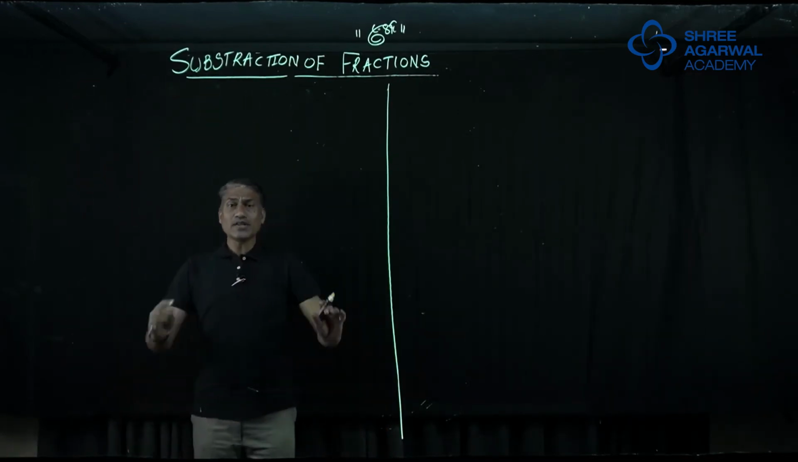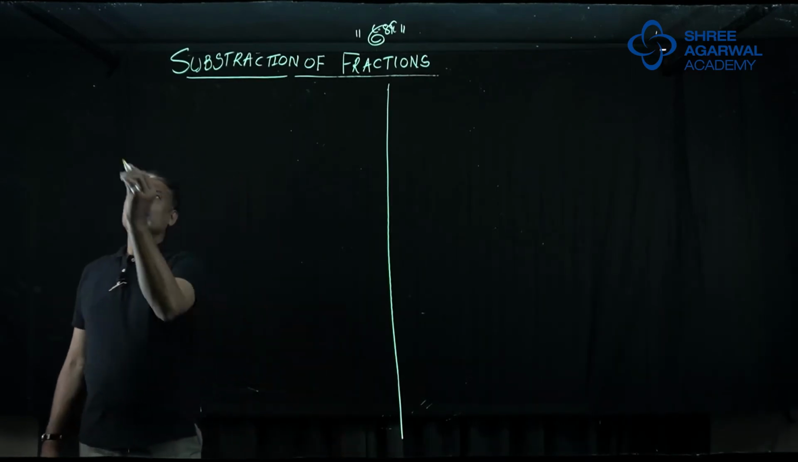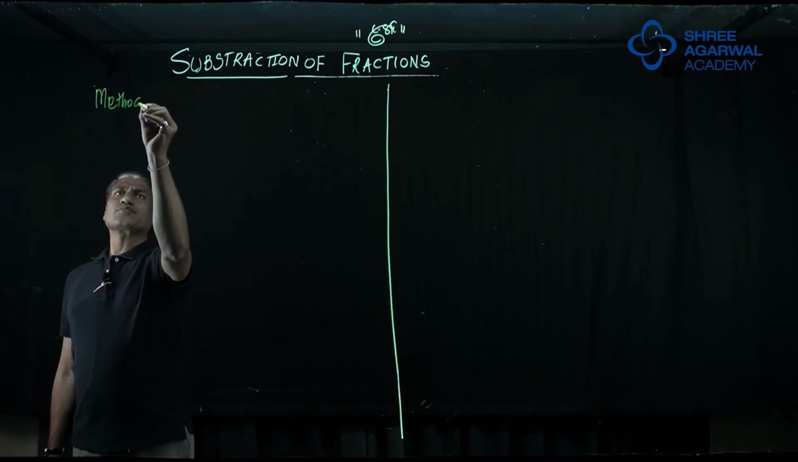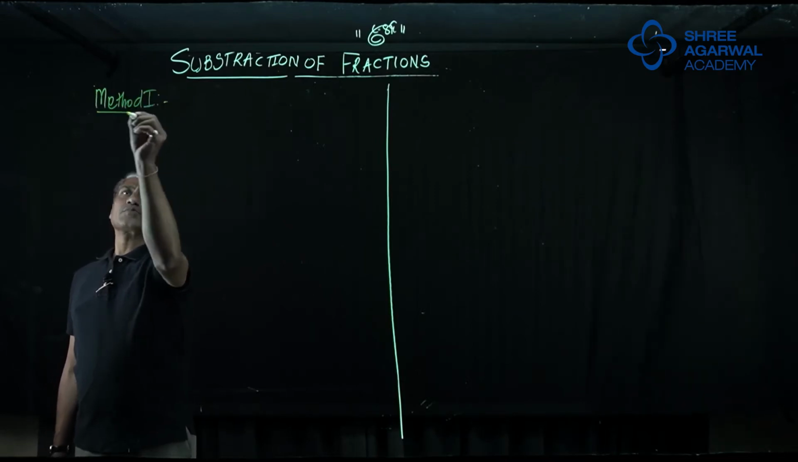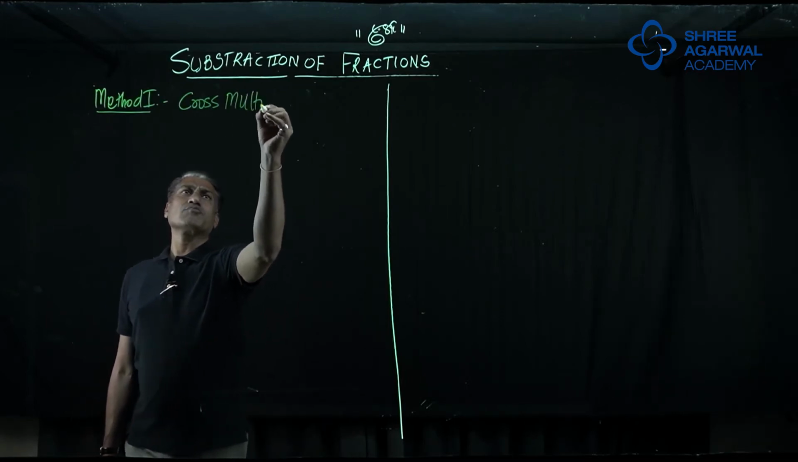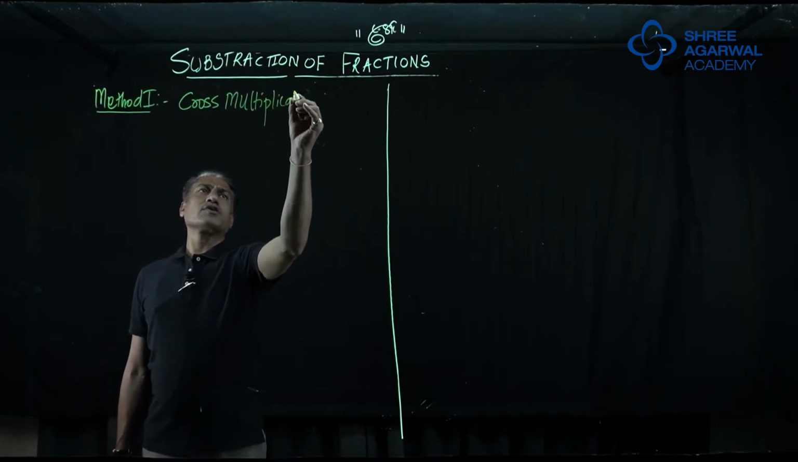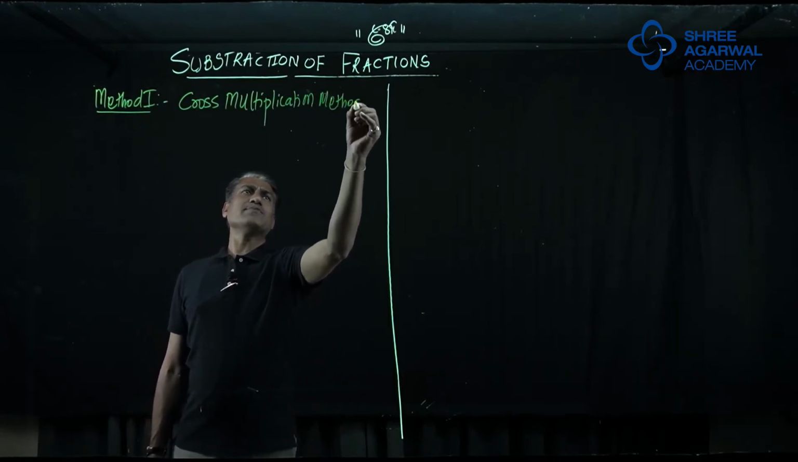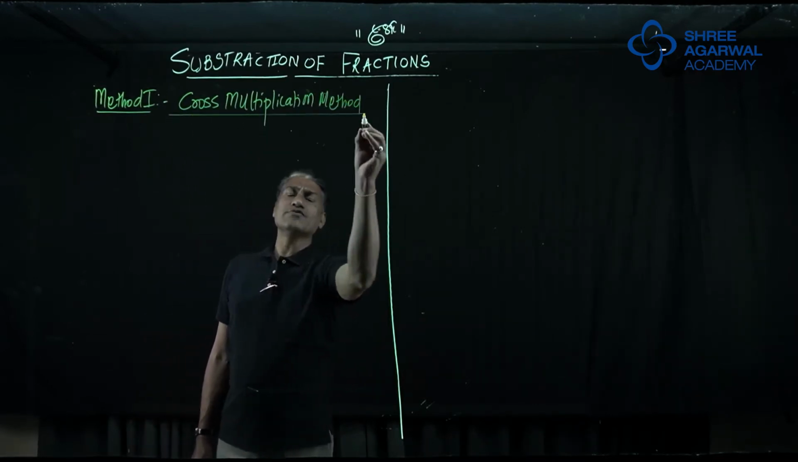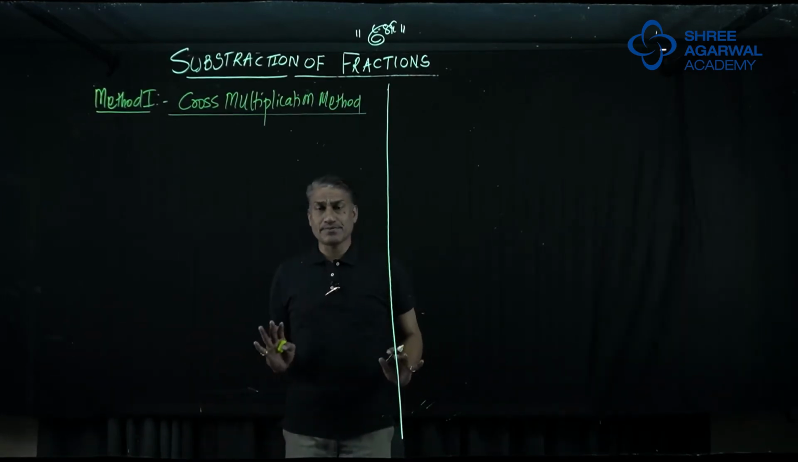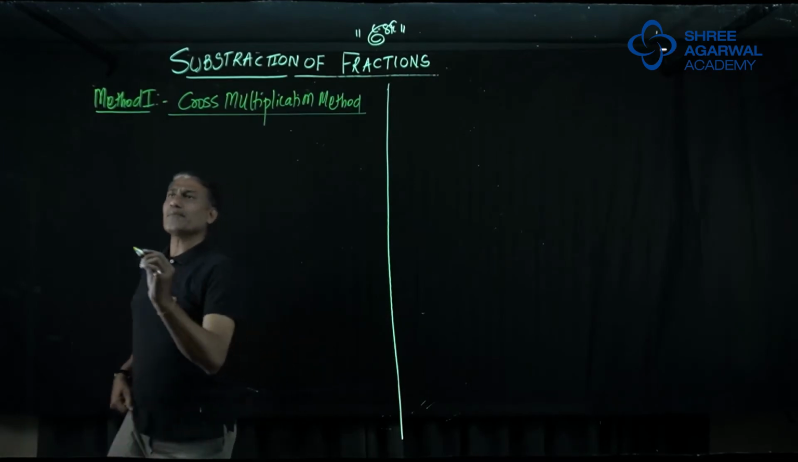So we are going to learn the first method, which is called cross multiplication method. So method 1, cross multiplication method. In this method, as the name itself tells you, we have to cross multiply, same as addition. So let us take one example.